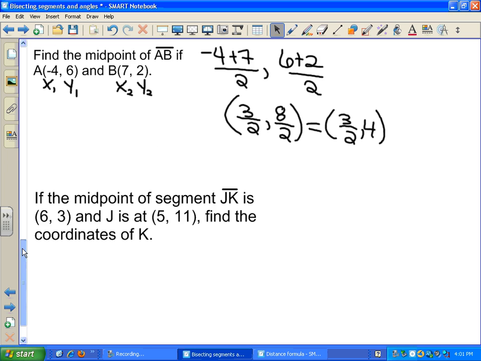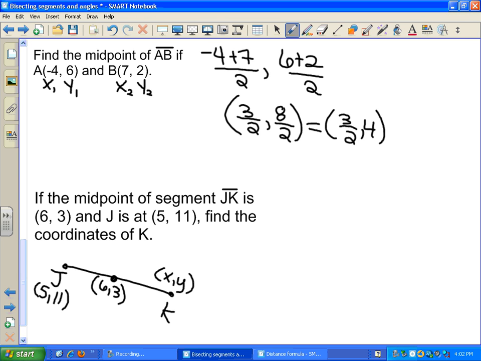Here's another way we can use the midpoint formula. If the midpoint of segment JK is 6, comma 3, and J is at 5, 11, we have to find the coordinates of K. So this one's a little bit different. We can think about it. Here's J and K, and I know I'm not graphing them correctly, but let's say J is at 5, comma 11. I have a midpoint, which is at 6, 3.